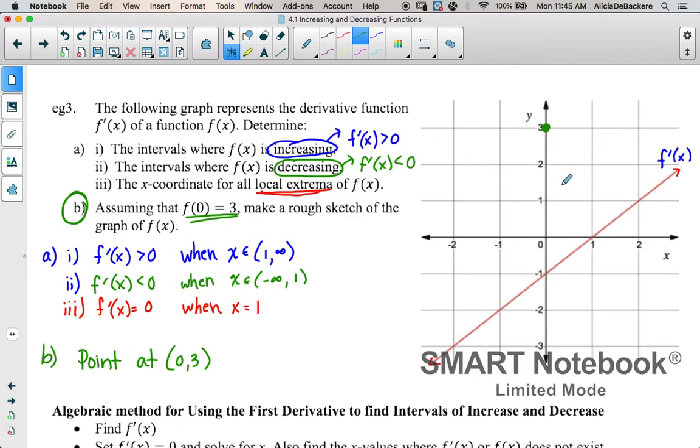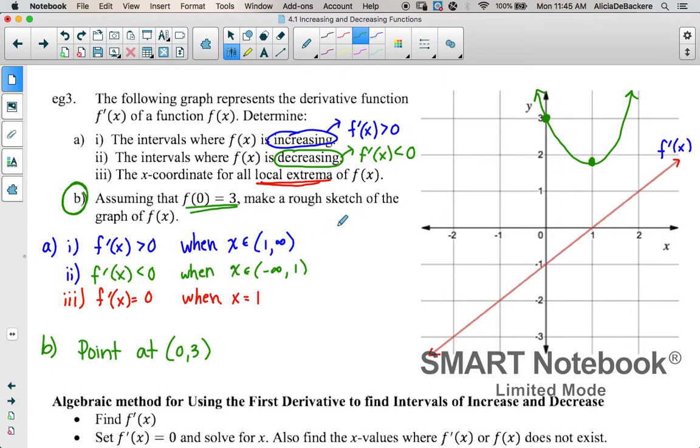The graph should be increasing after x equals 1. I know that I have some sort of minimum point at x equals 1. I should be decreasing at the beginning and then increasing coming out. Now I don't know how low this minimum point is, so I'm just going to throw it on here. There are other things that we could do to figure it out, but that's all I'm looking for in this type of question.